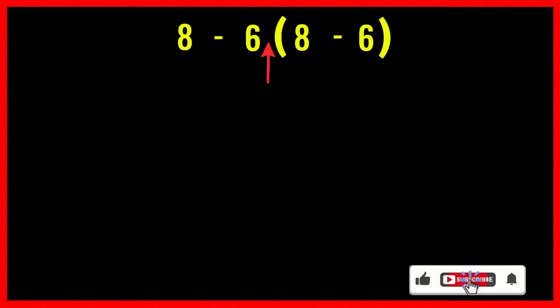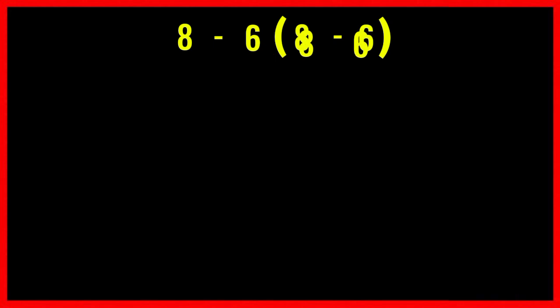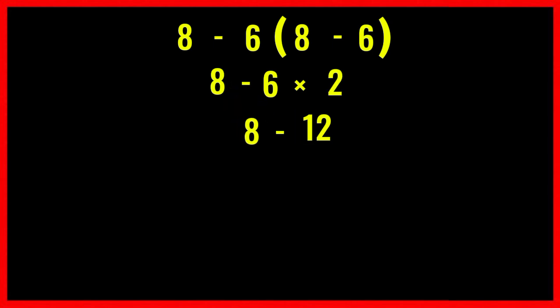According to PEMDAS, we must first solve the expression inside the parentheses. 8 minus 6 equals 2. The expression now becomes 8 minus 6 times 2. Now we have one subtraction and one multiplication. According to PEMDAS, multiplication has a higher priority than subtraction, so we perform the multiplication first. 6 times 2 equals 12. The expression now becomes 8 minus 12. Finally, 8 minus 12 equals negative 4. Therefore, the correct answer to this expression is negative 4.